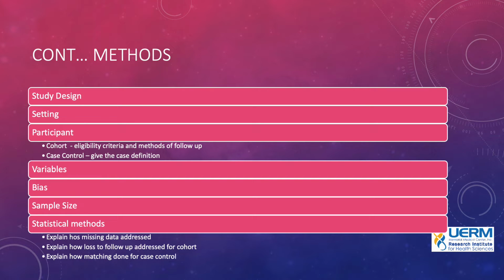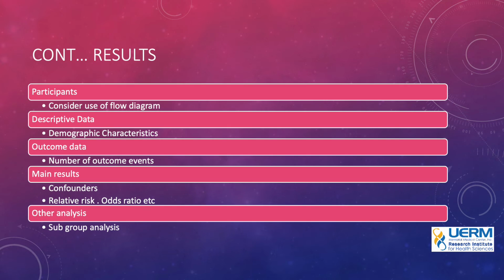So next, we have the variables, bias, sample size, statistical methods, under which we explain how missing data is addressed. We explain how loss to follow-up is addressed, particularly for cohort studies, and explain how matching was done, particularly for case control studies. So we have also the results.